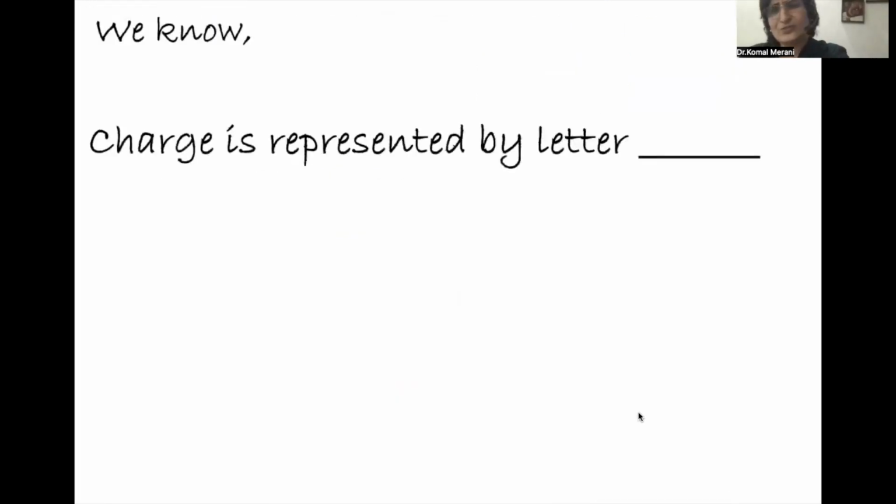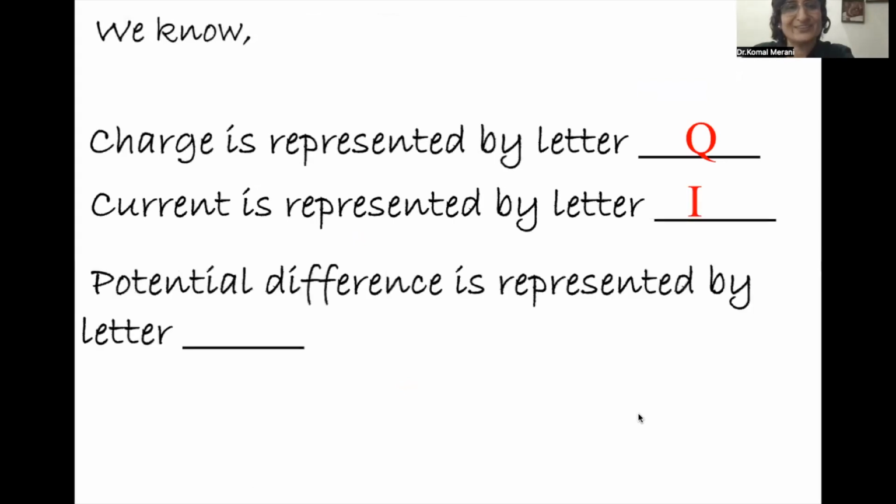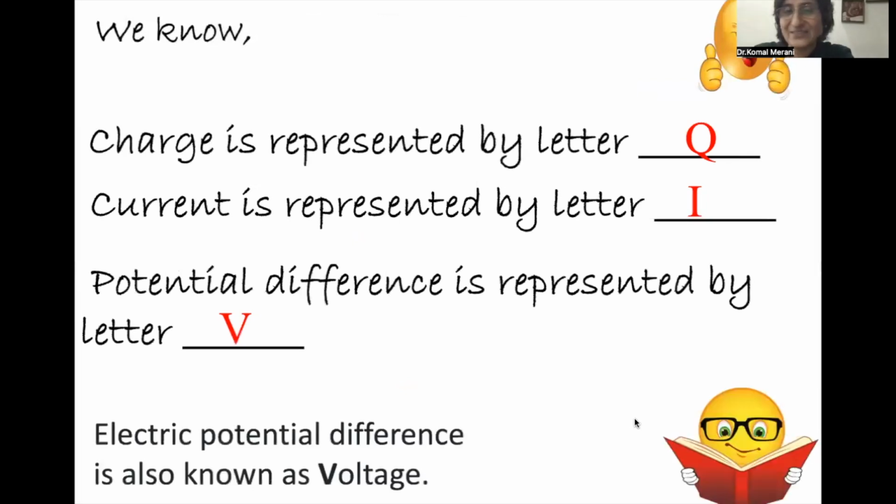Okay. We know charge is represented by which letter? Can you recall? Q. Current represented by letter I. That's good. Potential difference is represented by letter V. Fantastic. And the reason it is called V and not P or D, because electric potential difference is also known as voltage. So that's the reason it is represented by letter V.